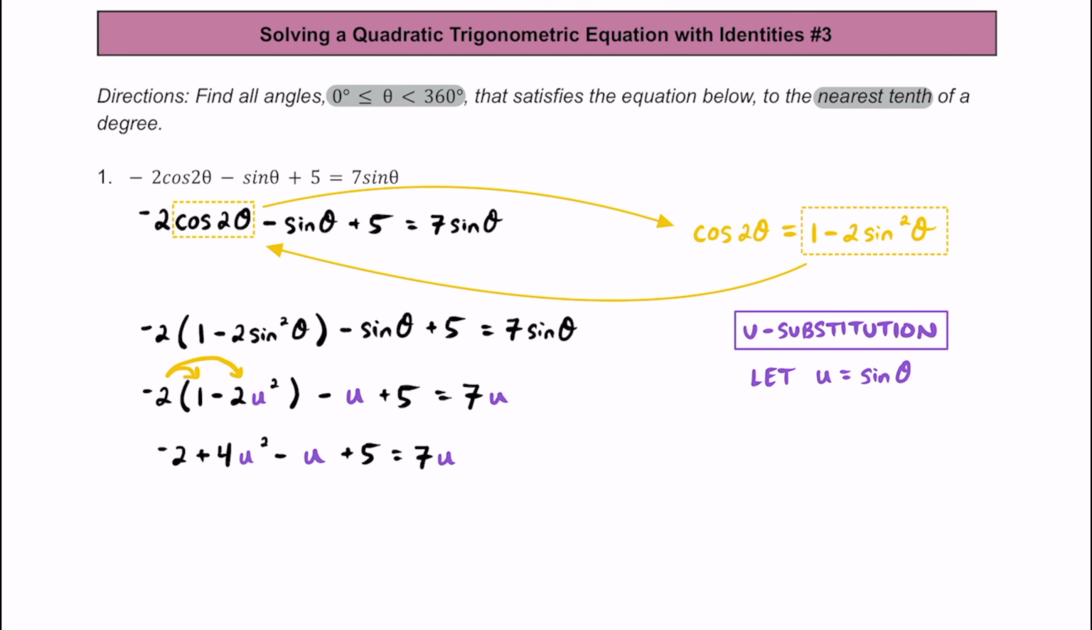Alright, next I'm just going to go ahead and combine the like terms. We have -2 plus 5 on the left side, so that's going to be 4 of these u squareds, or 4 times u squared. Then we have minus u, and then that -2 plus 5 is going to be a positive 3, and on the right side we have 7u.